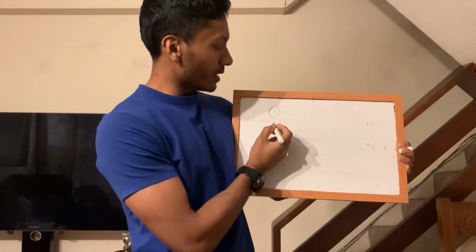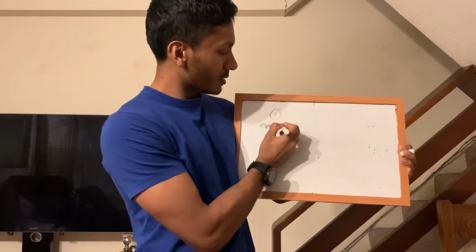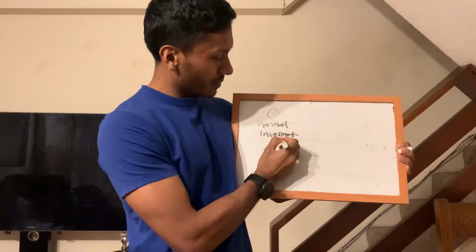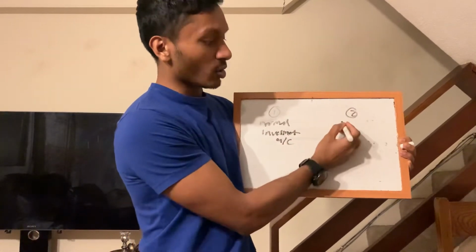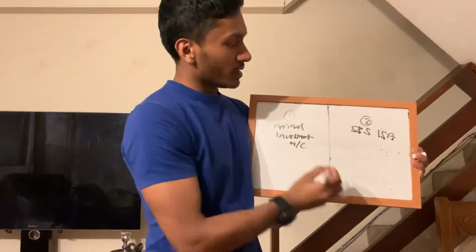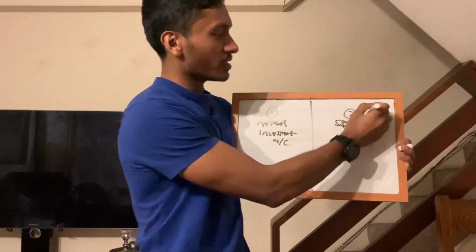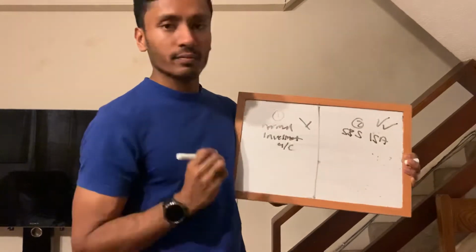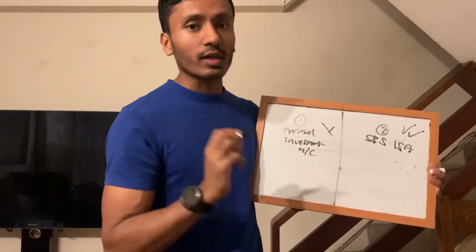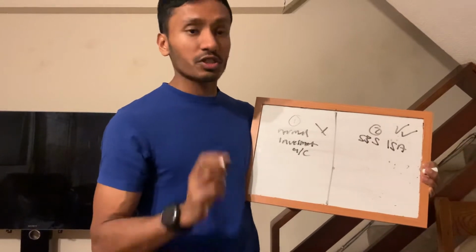Now, there are two types of accounts broadly. One is a normal, let's say, investment account. And the second one is stocks and shares ISA, SNS ISA, let's say. Now, the difference is one is tax efficient, the other one is not. So you always want to go for a stocks and shares ISA when looking to invest in shares.